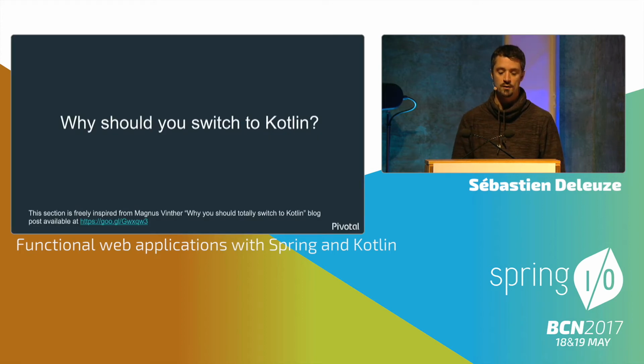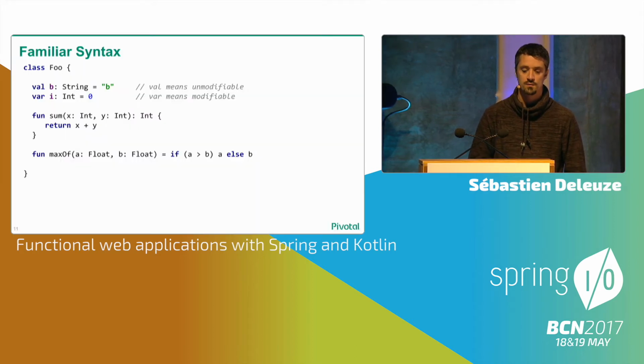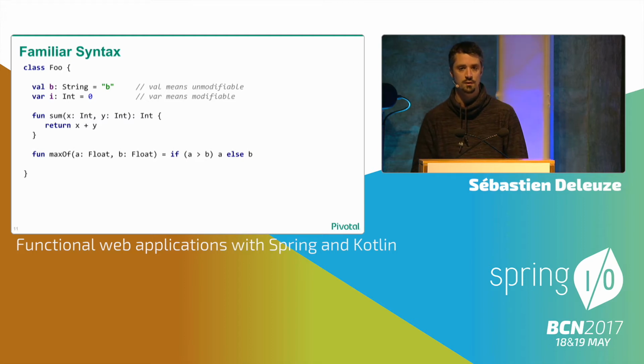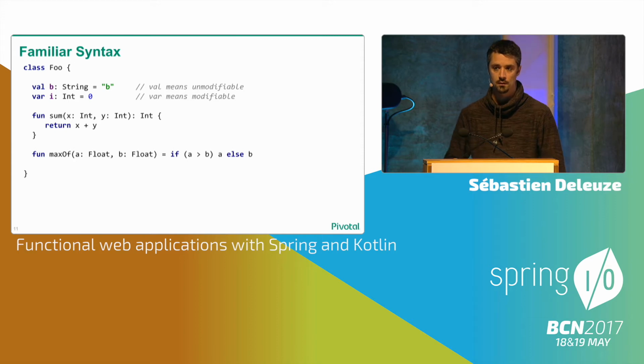So concretely, why should you switch to Kotlin? Because that's a new language. You are all used to Java 8, which brings huge improvements compared to Java 7. So what advantages are there? The first one is that it has a familiar syntax. I mean, there is some new syntax to learn when you know Java. But I really think a key advantage of Kotlin is that it allows you to leverage your Java knowledge and improve it.